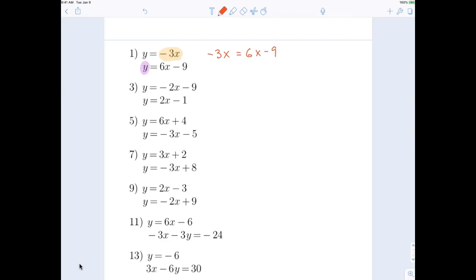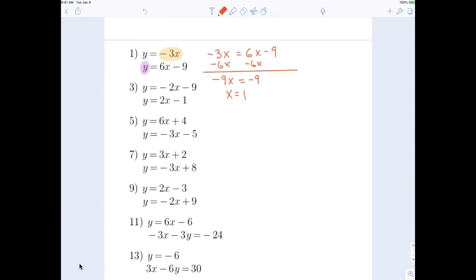And now it's just a matter of solving it. I'm going to subtract 6x from both sides, and now I have -9x equals -9. Everybody okay with that? And then divide both sides by -9, so x is equal to... -1? Isn't it +1? Yes, x is equal to +1. Does everybody see that?